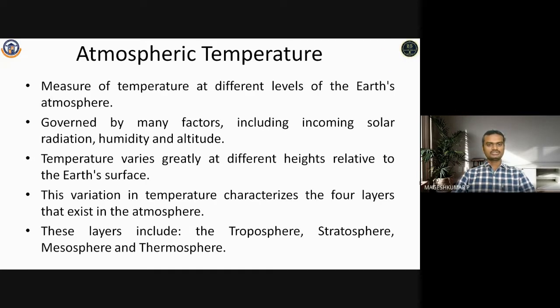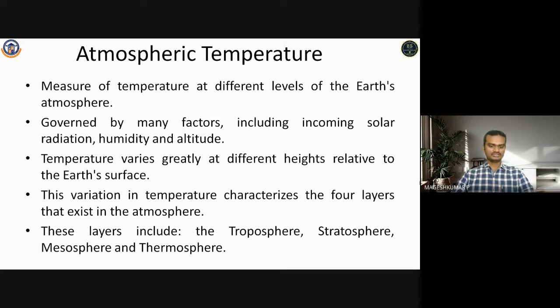It is nothing but the temperature measured at different levels of Earth's atmosphere. It is mainly governed by factors including solar radiation from the sun's energy, humidity of the atmosphere, and altitude. It's nothing but the height. Altitude majorly influences the temperature variations, and the temperature varies greatly at different heights relative to the Earth's surface.